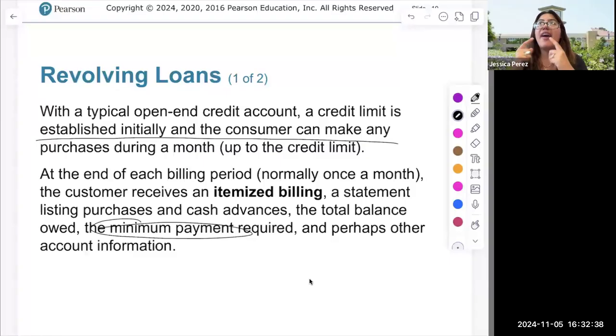So let's say you have a $5,000 credit card, but you just spent $2,000. Well, there should exist a minimum payment that's around maybe 10 or 15% of the card. So you would have to pay a minimum of $200, $300, depending on how much you owe on the card.